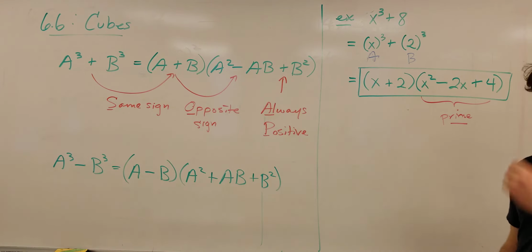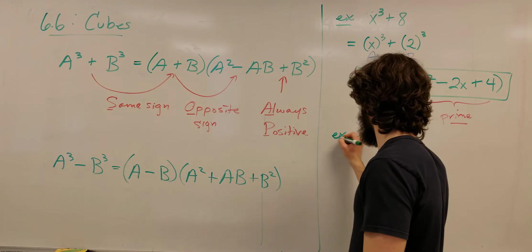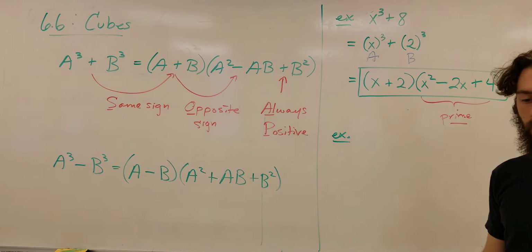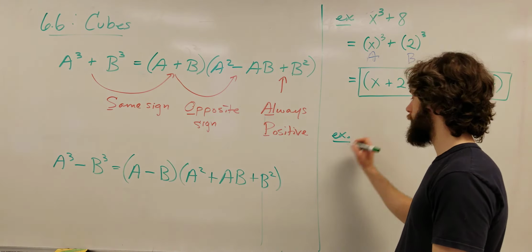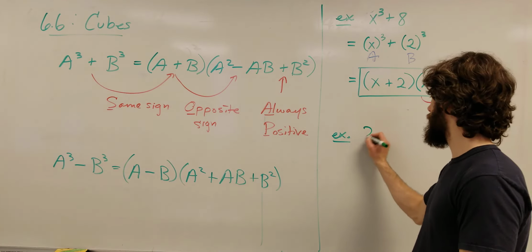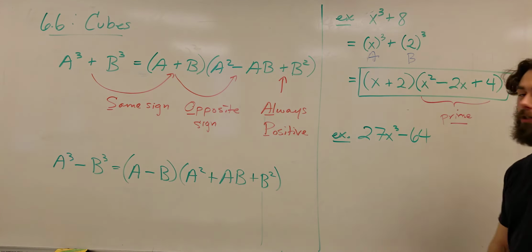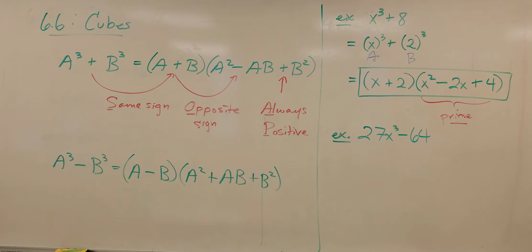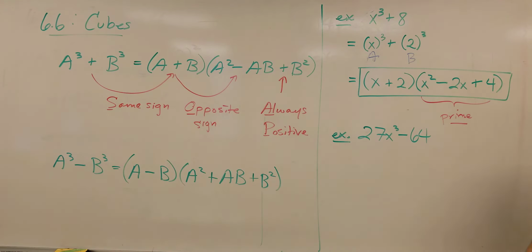All right, let's try a little bit trickier one. So let's try 27x cubed minus 64. So pause maybe and try to work that out. Figure out what terms are a and b.